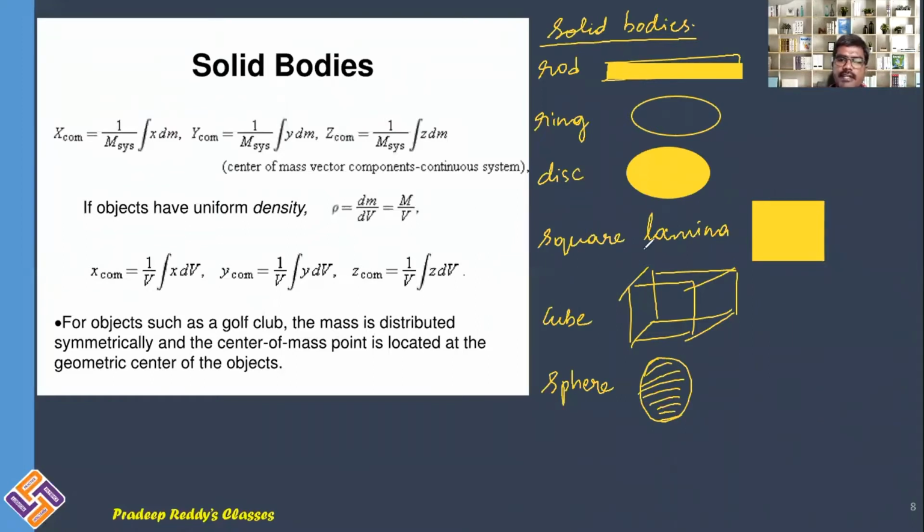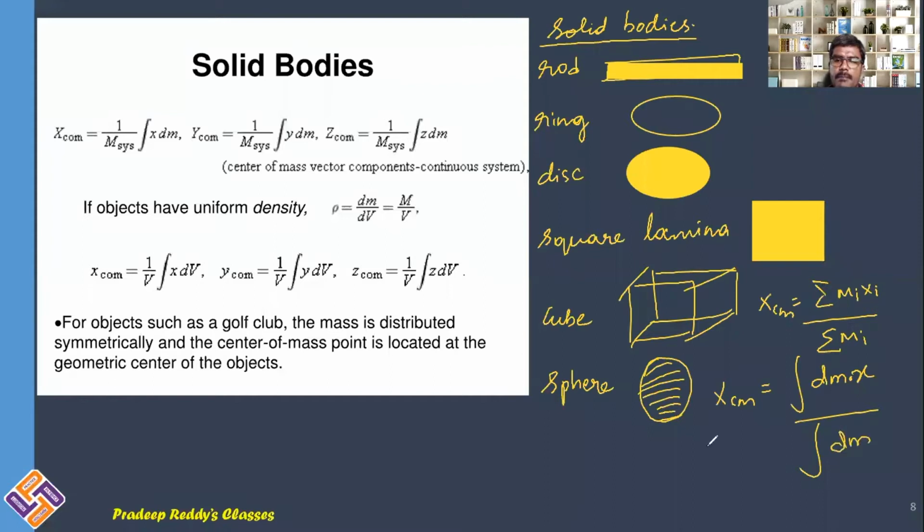So when we are dealing with center of mass, usually for point masses, what did we do? XCM is equal to summation over mi xi divided over summation mi. Just we will replace this summation with integration. So XCM is equal to integration of x dm divided by integration of dm, where the mass is taken as a very small element dm.